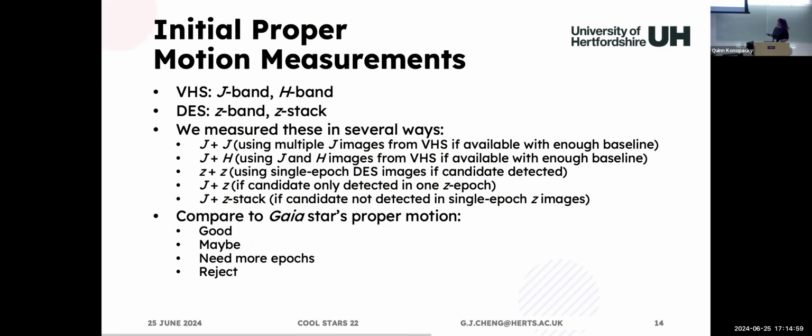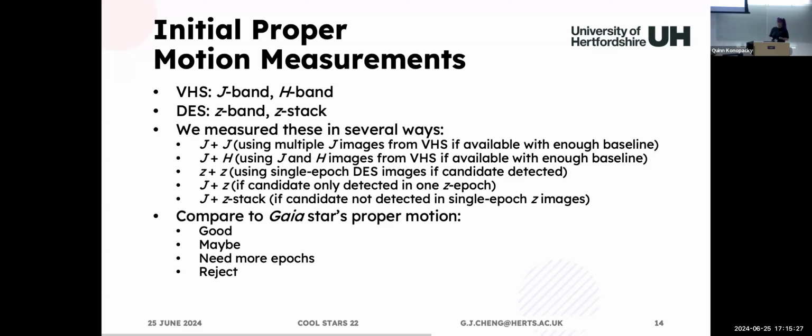We use J-band and H-band VHS observations and Z-band and Z-stack observations from DES. We combined them in a bunch of different ways and compared the candidates' proper motion with the Gaia stars' proper motion. And we categorized it into one of these 4 categories.